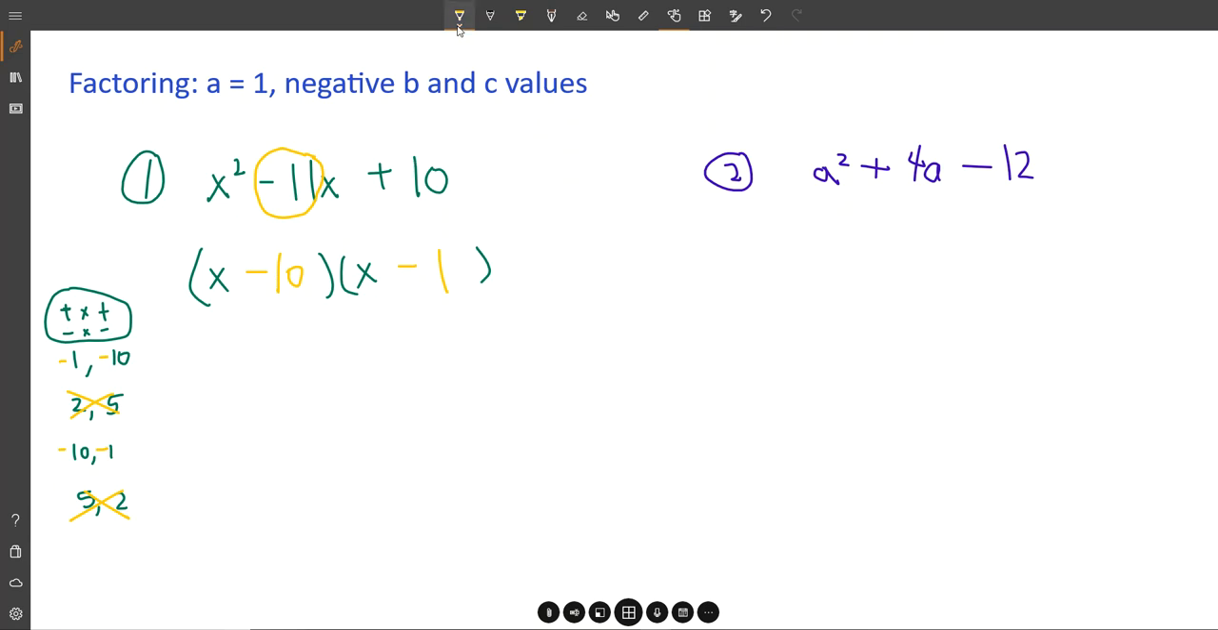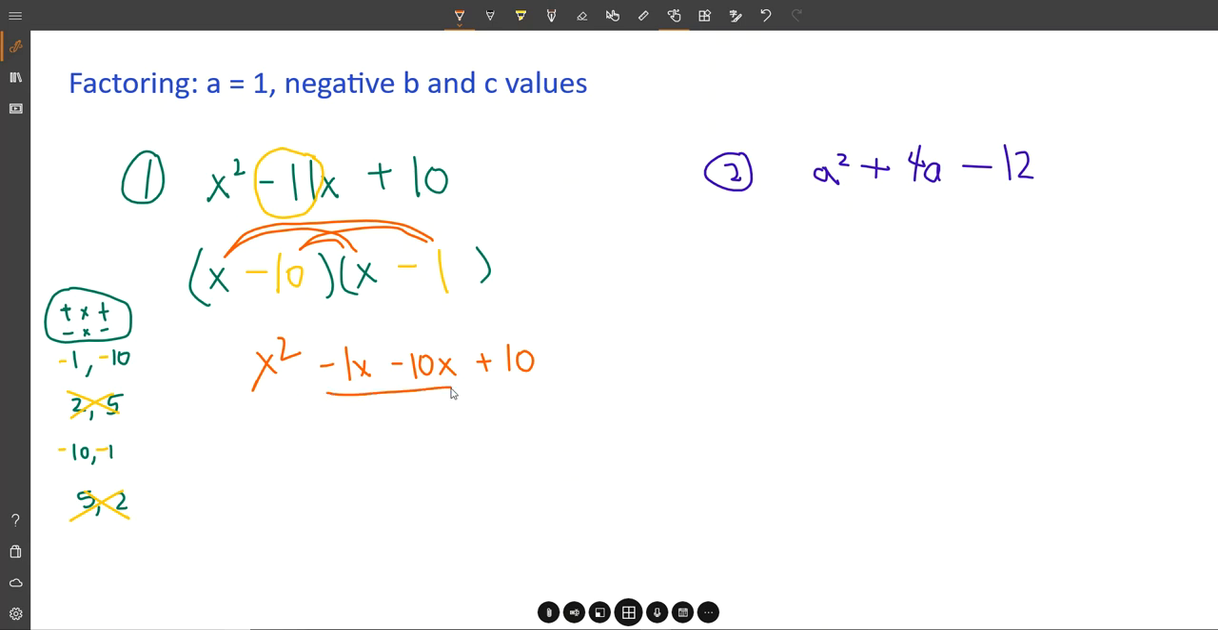Now let's multiply it back together and make sure it works. Alright, so check our answer. X times x is x squared. Now multiply these outer terms. X times negative 1. That's a negative 1x, or a negative x. Let's do my inner terms. Negative 10 times x. Negative 10x. Negative 10 times negative 1. That's my positive 10, because a negative times a negative is a positive.